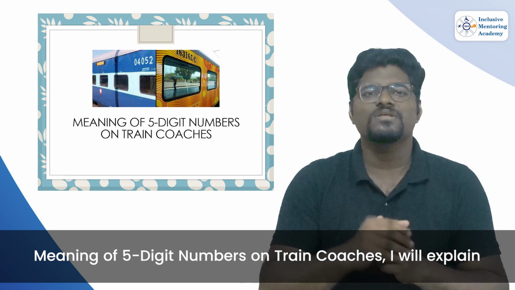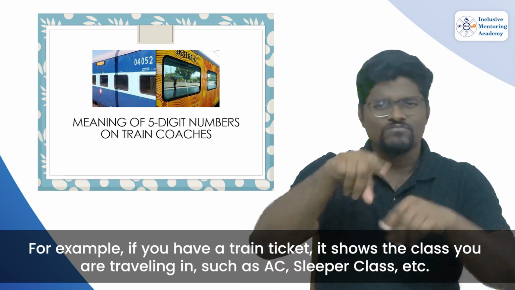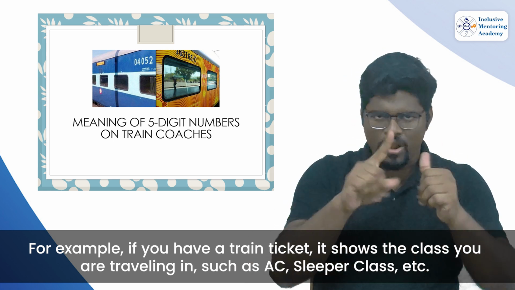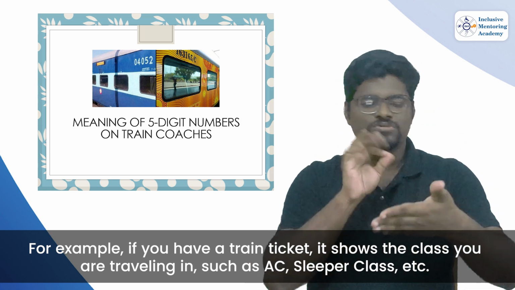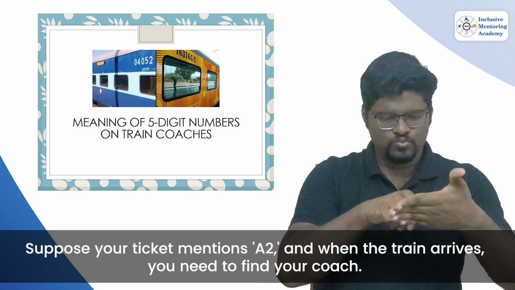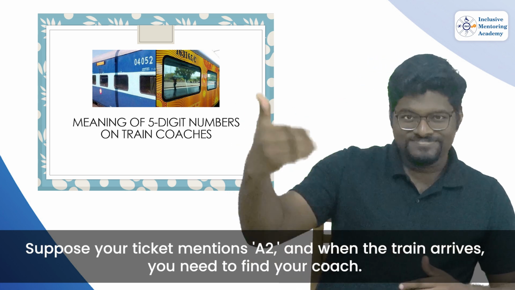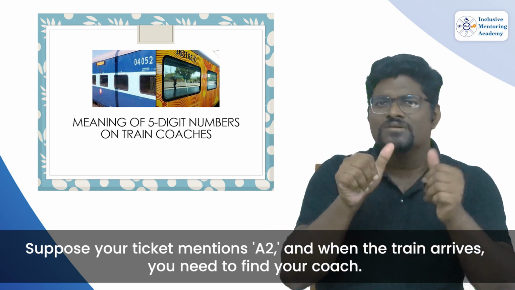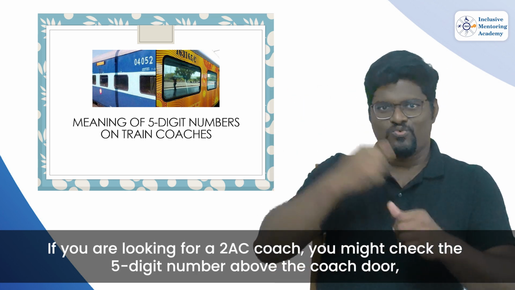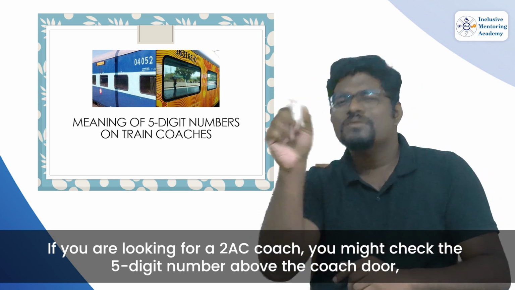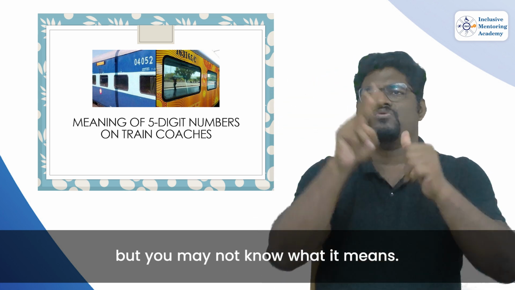I will explain. For example, if you have a train ticket, it shows the class you are traveling in, such as AC, sleeper class, etc. Suppose your ticket mentions A2. And when the train arrives, you need to find your coach. If you are looking for a 2 AC coach, you might check the 5-digit number above the coach door. But you may not know what it means.